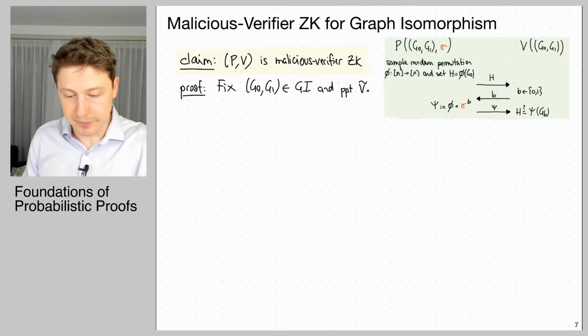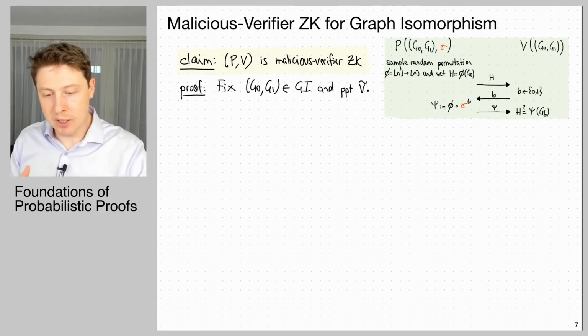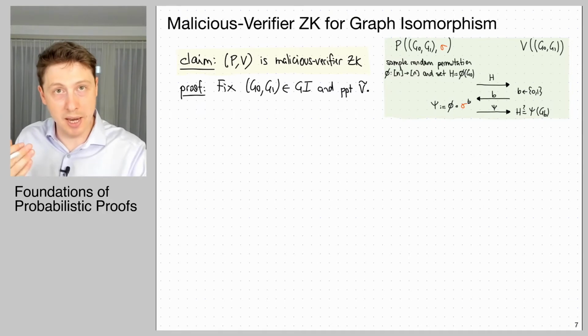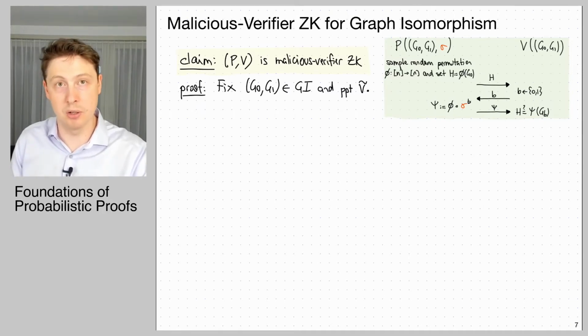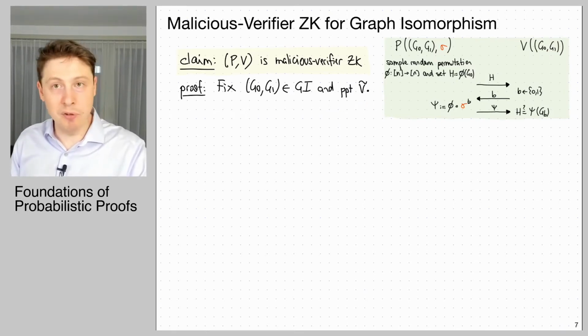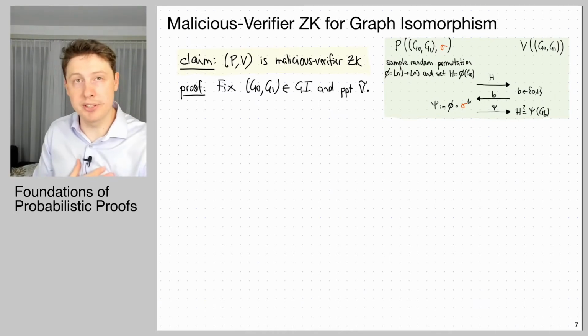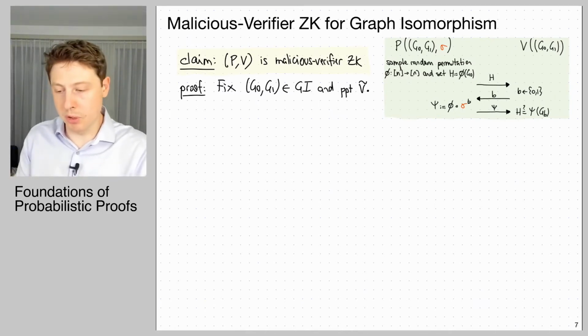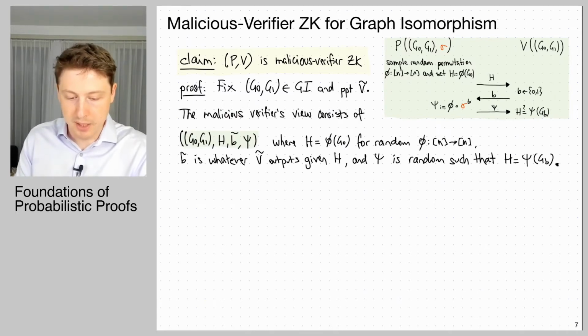So let's do that. Again, like before, zero knowledge is not an opinion, it is a mathematical property. So to fulfill it, we just need to go through the definition and show that it is fulfilled. The definition asks us not only to fix two graphs that are isomorphic, but also to fix a malicious verifier. And like before, we should at least clarify to ourselves what is the distribution of the view of a malicious verifier in this protocol. Well, it is a tuple that looks like this.